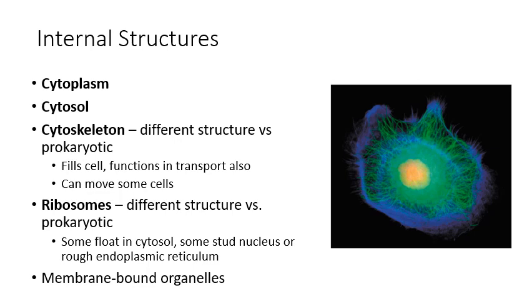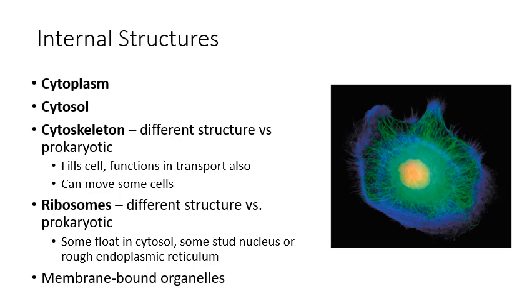You have the cytoskeleton that functions the same as the prokaryotic cytoskeleton, so it gives the cell shape and organization, but it has a different structure from prokaryotic cells, and it also has an extra function, or maybe two extra functions. So it helps the cell transport things inside of it. If the cell needs to move stuff from one side of the cell to the other side, it would use the cytoskeleton to do that. For some eukaryotic cells, the cytoskeleton can also move the entire cell.